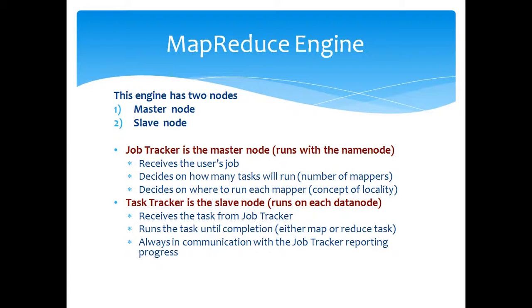And coming to the task tracker, the job tracker divides the job into several partitions. The task tracker will receive the job from the job tracker, and it runs the task. It is the main part because it is running the task. It runs the task until completion of the data. The important thing is it is always communicating with the job tracker, reporting the progress. If there are any faults in the system, it reports directly to the job tracker, so the job tracker will communicate with the user.